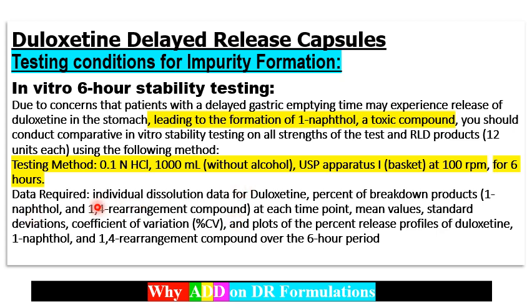So the data required here is individual dissolution data for duloxetine, percent of breakdown product 1 naphthol and 1 for rearrangement compound at each time point, mean values, standard deviations, coefficient of variation, and plot of the percent release profile for duloxetine, 1 naphthol and 1 for rearrangement compound over the 6 hour period. So this is a very interesting example for duloxetine release capsules, where along with the alcohol dose dumping, the requirement is there for impurity generation in the dissolution media till 6 hours.